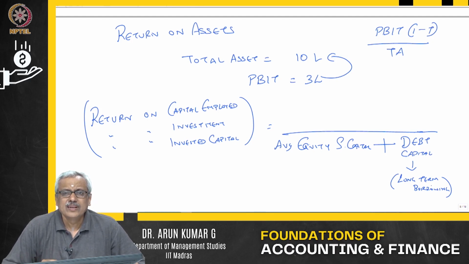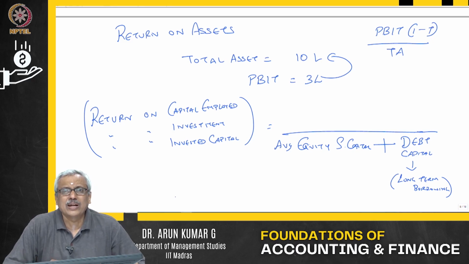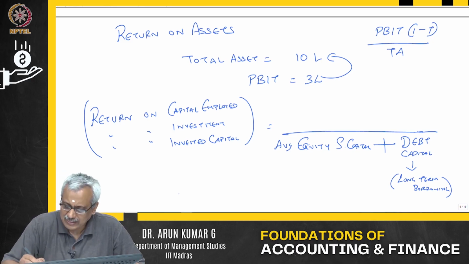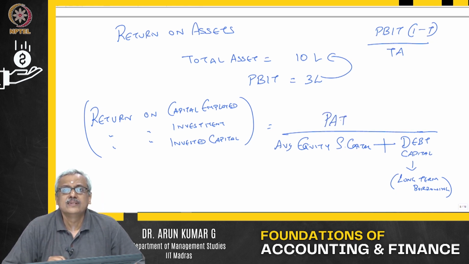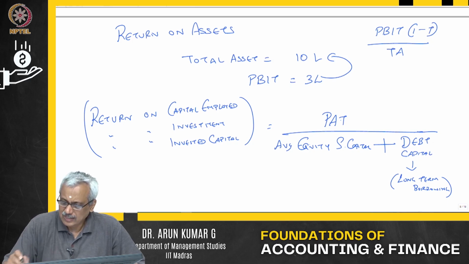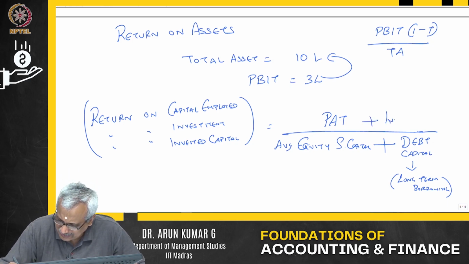Now, what is the numerator? The numerator is the return. What is the kind of return that equity share capital holders get? The return these people get is profit after tax. Agreed? Yes. What is the return the debt capital holders get? The debt capital holders get the return that is called interest.